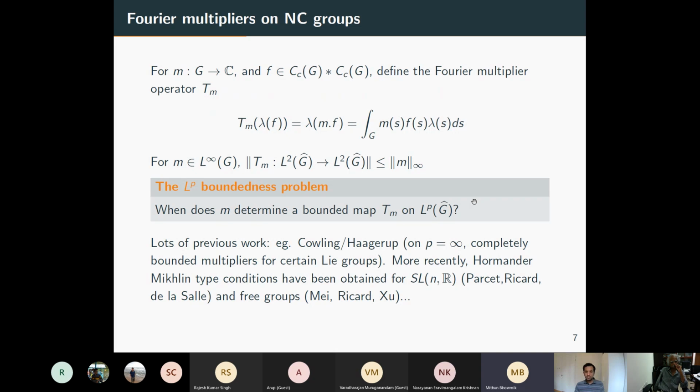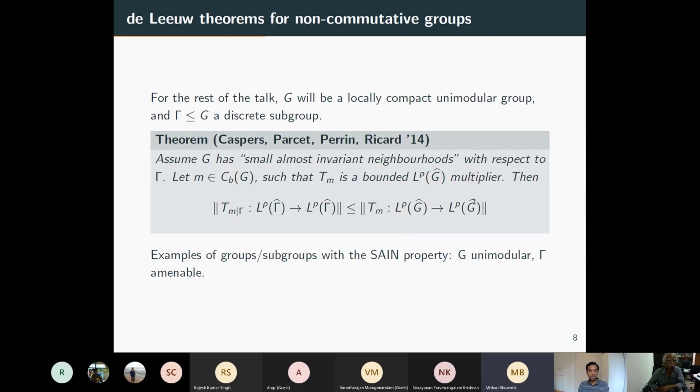But more recently, for instance last year, there have been Hörmander-Mikhlin type conditions for, say, SL(n, R). For free groups, there have also been some Hörmander-Mikhlin type conditions, which determine when these functions define a bounded map. But as the title of this talk suggests, that's not the thing we're going to focus on. It's going to focus on these de Leeuw type theorems, which is: how does this behave with respect to subgroups?